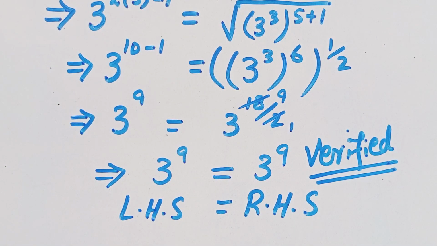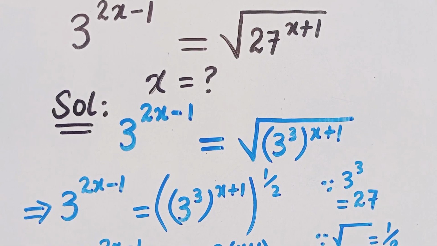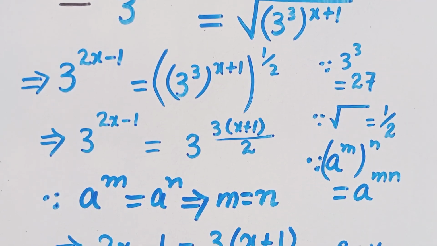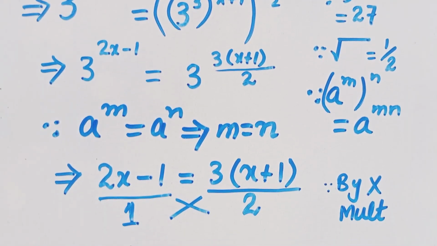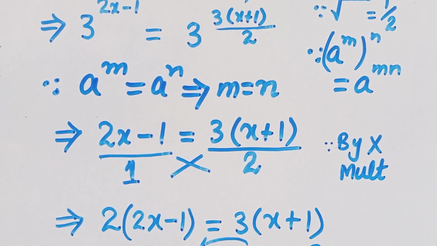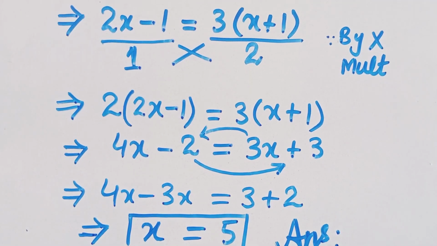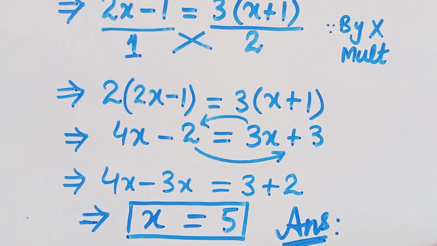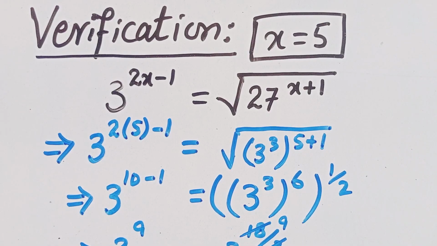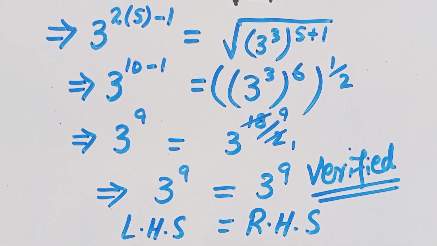Let's have a quick review of this question. We are given an exponential and radical equation. We have to find the value of x. We have used the power laws of exponents, computed the power, then cross multiplied both sides, shifted like terms to one side, simplified for x, and we got x equals 5. Then we have verified the result. For verification we put x equals 5 in the original question and verified the result.